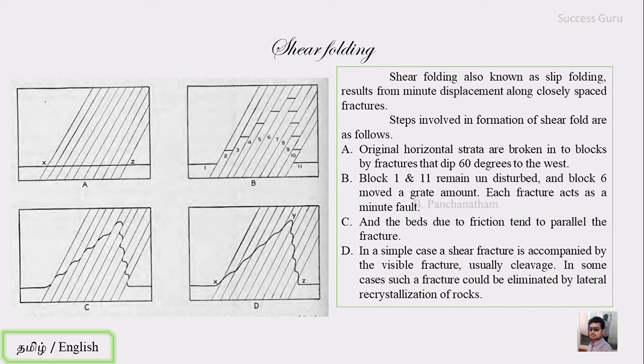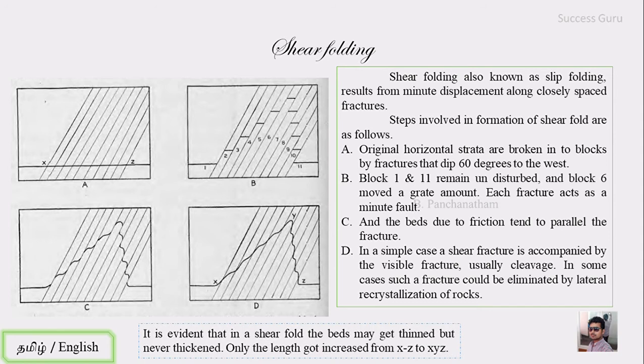Okay, so first thing what we see, the layer parallel compression. Here the layer perpendicular compression, that is, a perpendicular force is acting, right? So initially it was a horizontal formation, and due to fracturing and displacement along the fracture plane, and due to the frictional forces, it tends to bend parallel to the fracture plane. And if recrystallization takes place, then the fracture plane will disappear, and you can simply see a fold, that is an anticline here. So such an origin is called a shear fold.